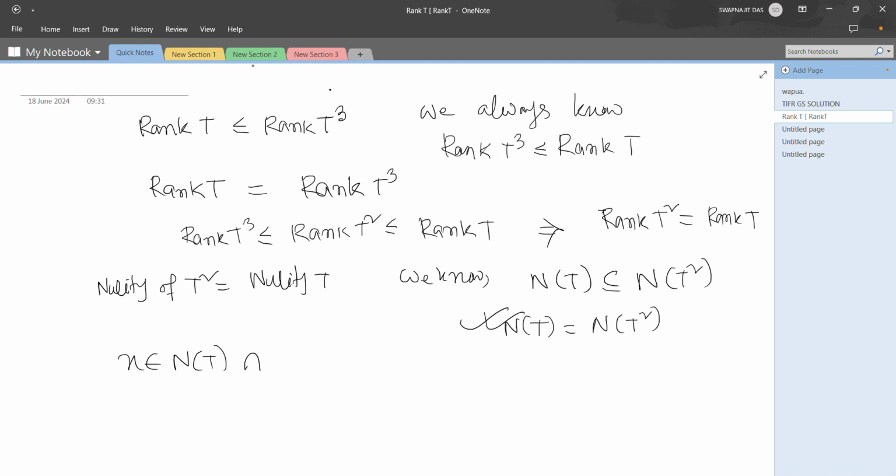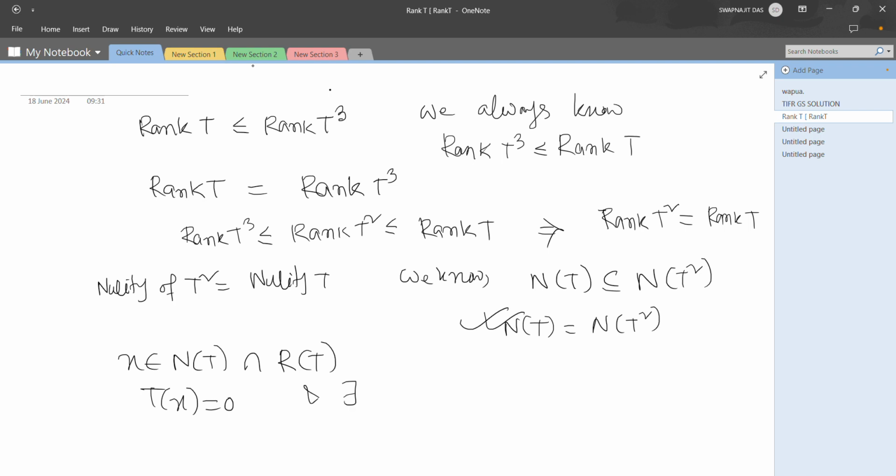Now let x belong to NT intersection RT. That means Tx equals 0. Why are these two equal? Because if a subspace has the same dimension as the vector space itself, that means they are equal, right? Nullity of T square equals nullity of T means dimension of NT equals dimension of NT square, and one is inside the other, it is a subspace of this, and both have the same dimension. That means they are equal.